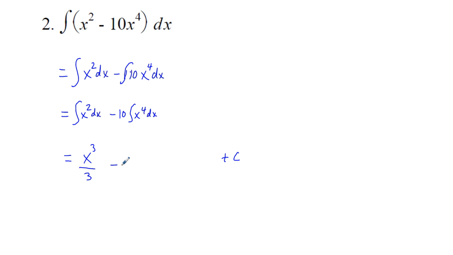And then we're going to have minus 10. We're going to have x to the, what is 4 plus 1, x to the 5th, divided by what we raised to, which is 5. And then we have plus c. And finally, as a simplification, we're going to have x cubed divided by 3 minus 2 x to the 5th power plus our constant of integration c. And this is going to be our final, most simplified answer.